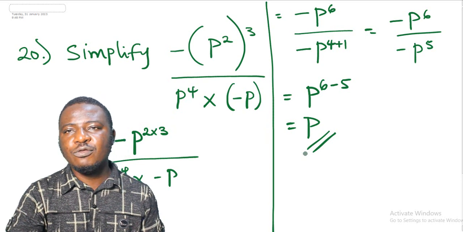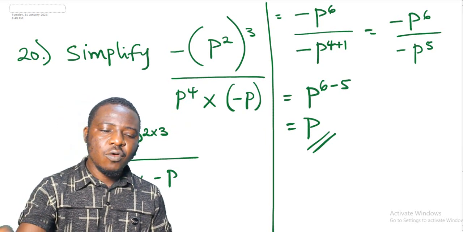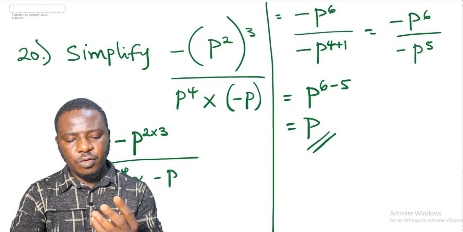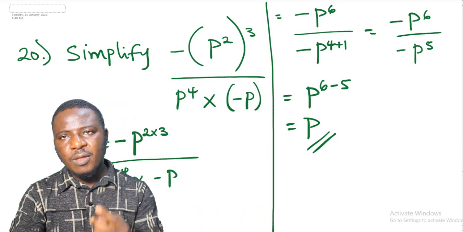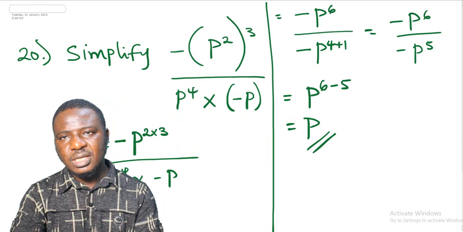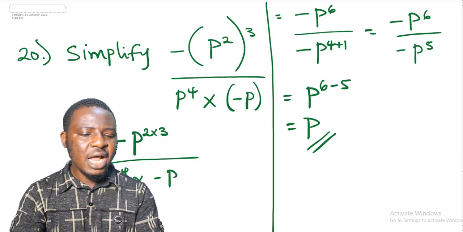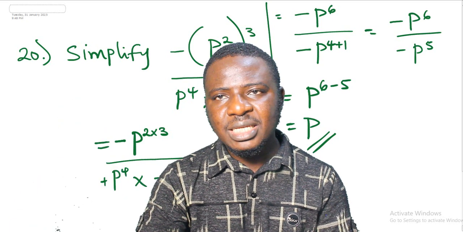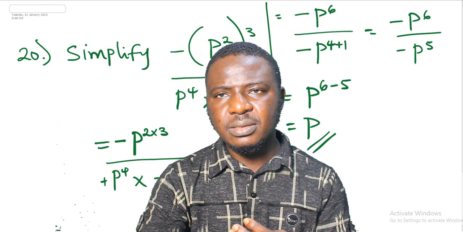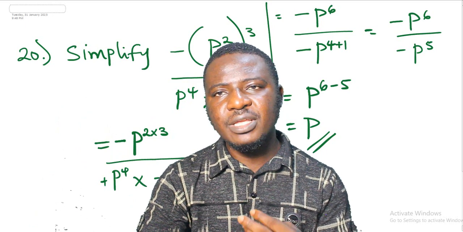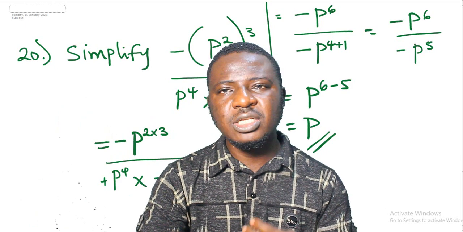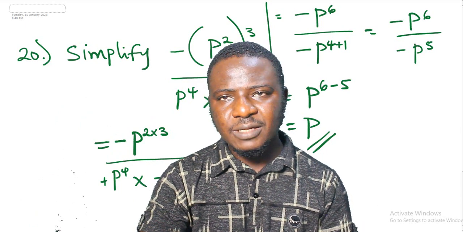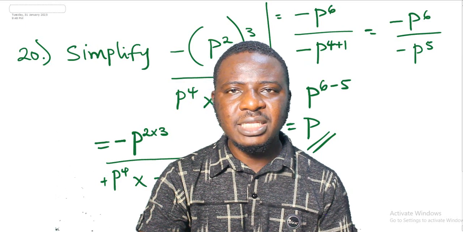That brings us to the end of today's class. In today's class, we have seen how to apply these 4 basic laws of addition, subtraction, zero index, and product law. We have seen how we can use them in simplifying indices problems. In our next class, we shall be looking at fractional indices, where the powers are fractions, and how to simplify that.